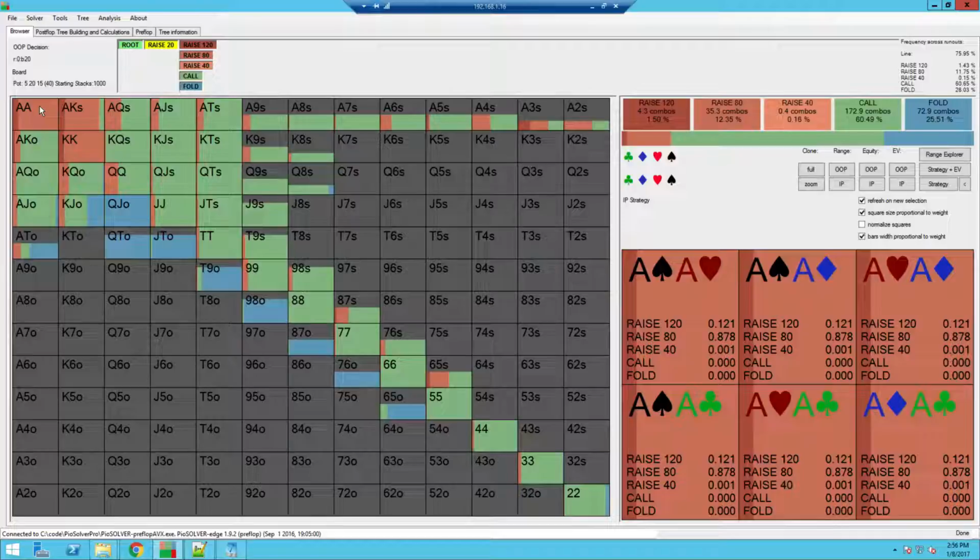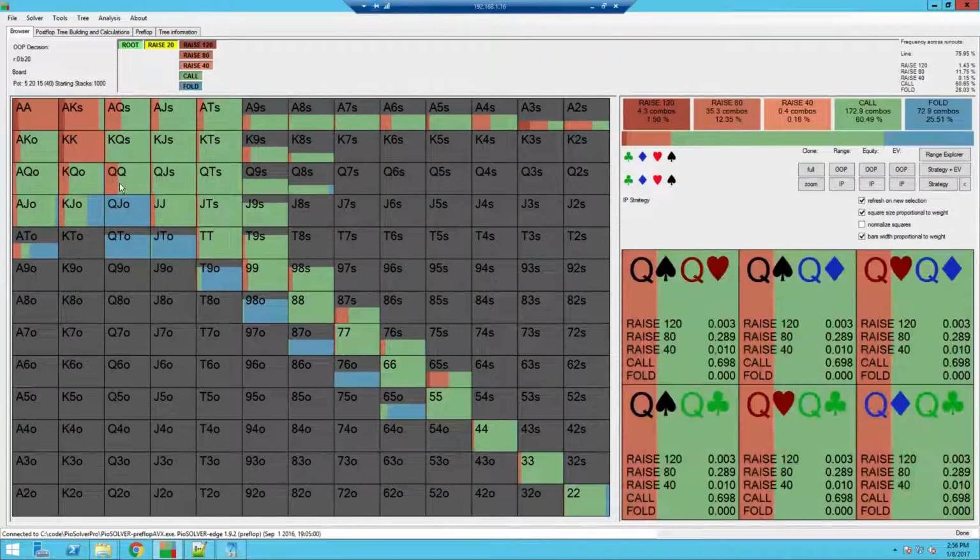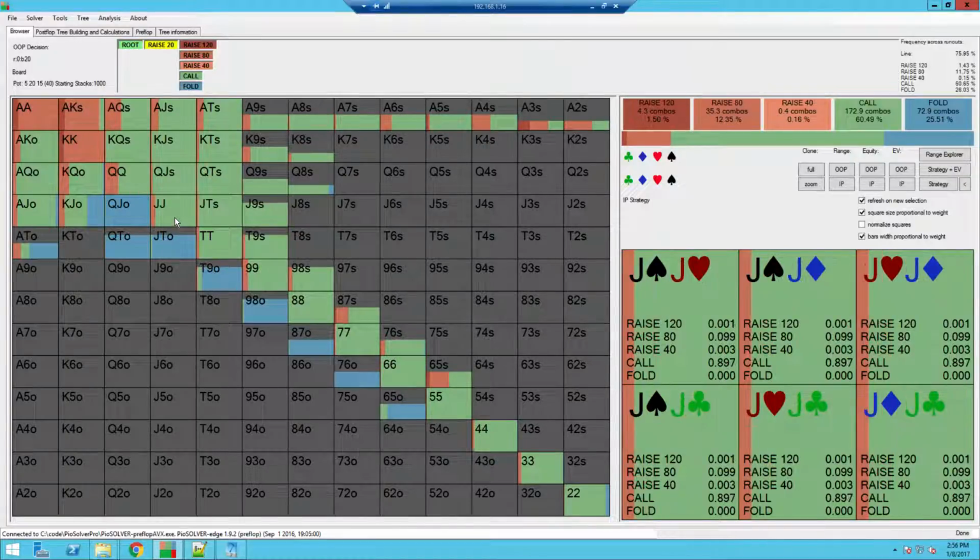If we take a look at that, we can see that the main frequency of putting out a big bet happens with aces, kings, and ace king suited. It's actually quite interesting here, where queen draws off and starts to become a call a majority of the time, even in a pre-flop situation. Jacks is a call in most situations as well.